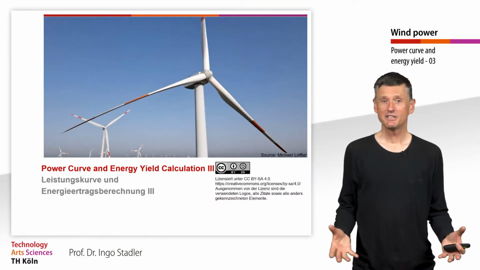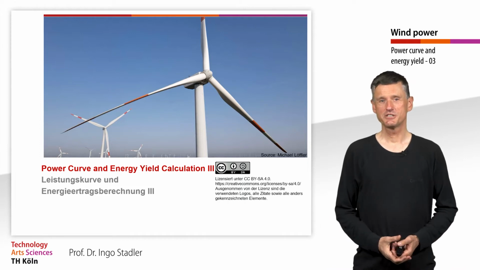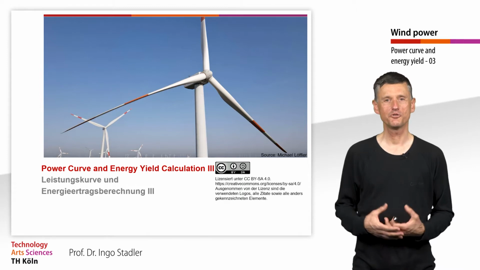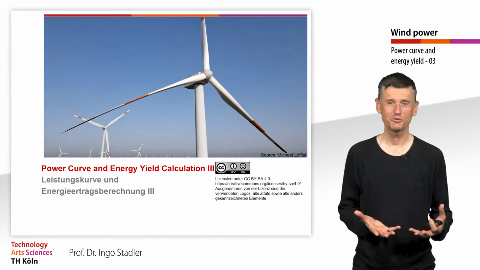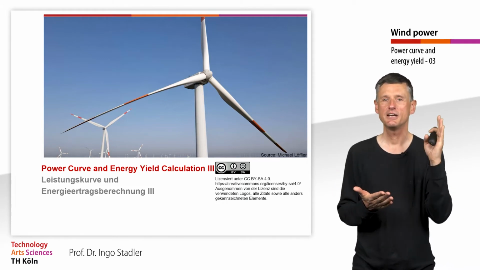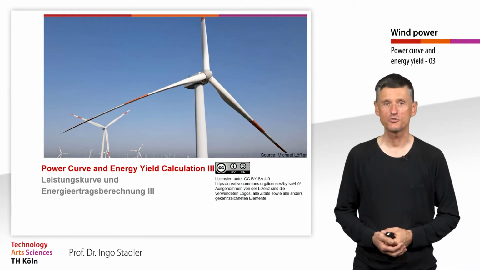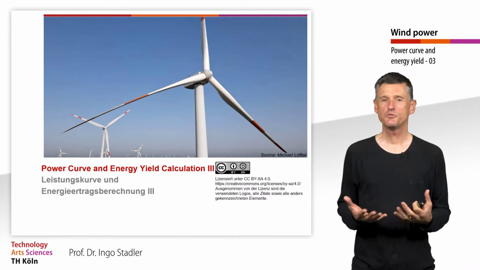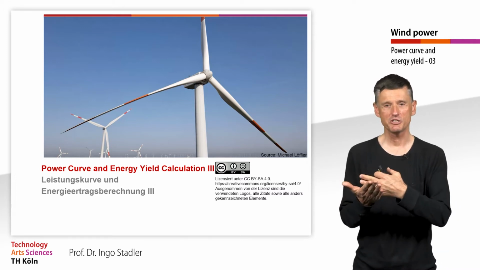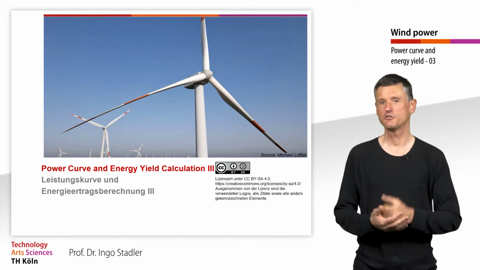Hello and welcome. In the last video of this series, we will now discuss whether the power curve is really the complete truth that I told you, that we get the correct relation between the wind speed and the power output of a wind turbine. To be honest, it only displays the relation between the wind velocity and the power output.